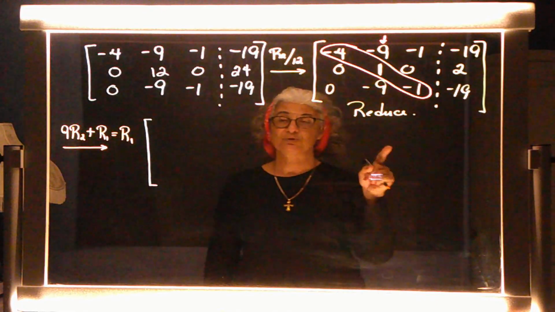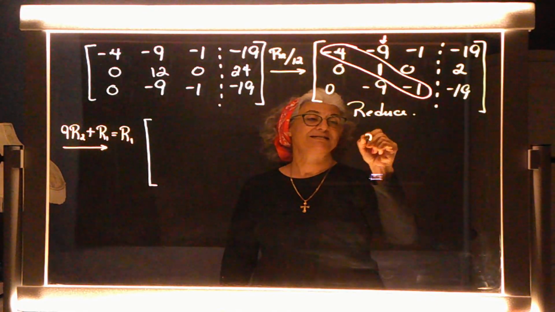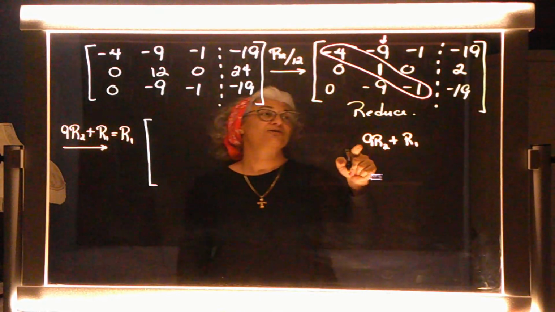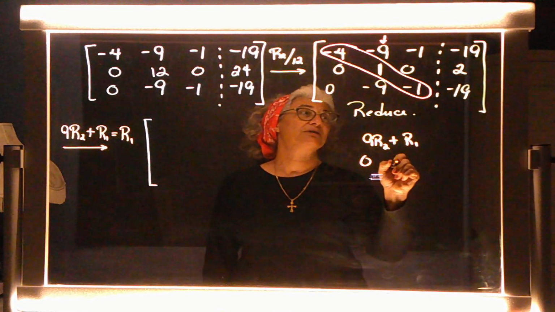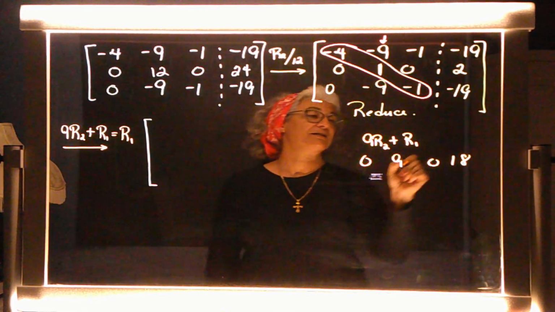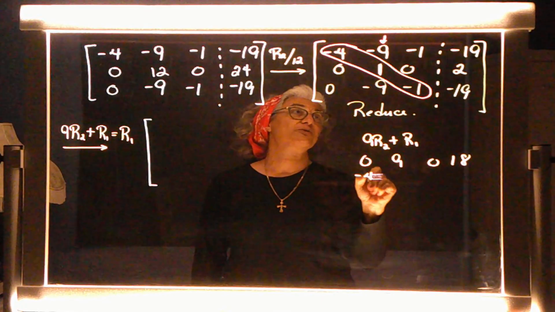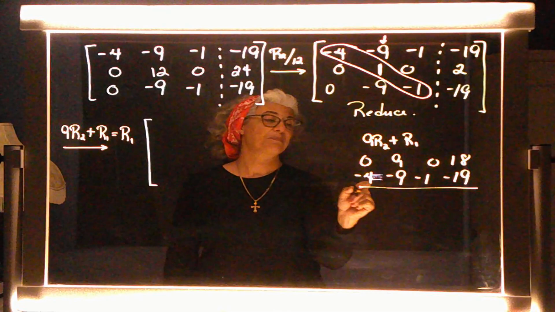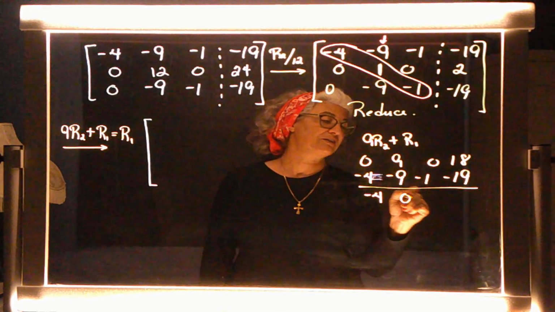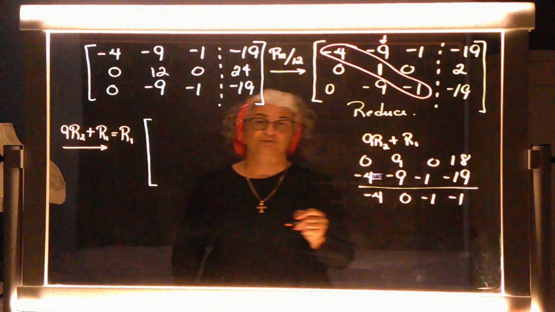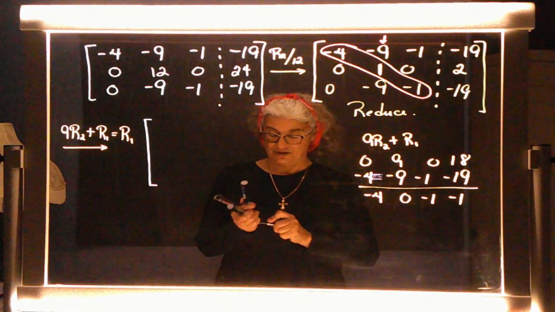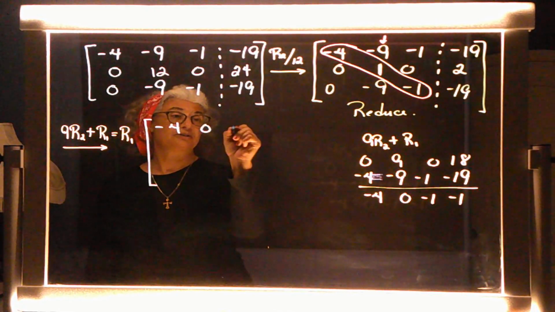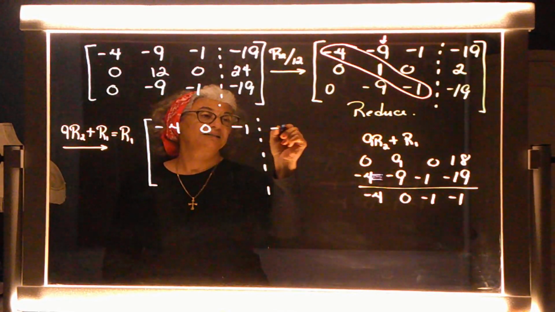So I am going to take 9 times the second row and then add it to the first row. So 9 times the second row will give me a 0, a 9, a 0, and an 18. I'm not doing anything to the first row, so it's not changing. And when I add them, I get a -4, a 0, a -1, and another -1. Cool? Okay. So my first row, -4, 0, -1, and -1.